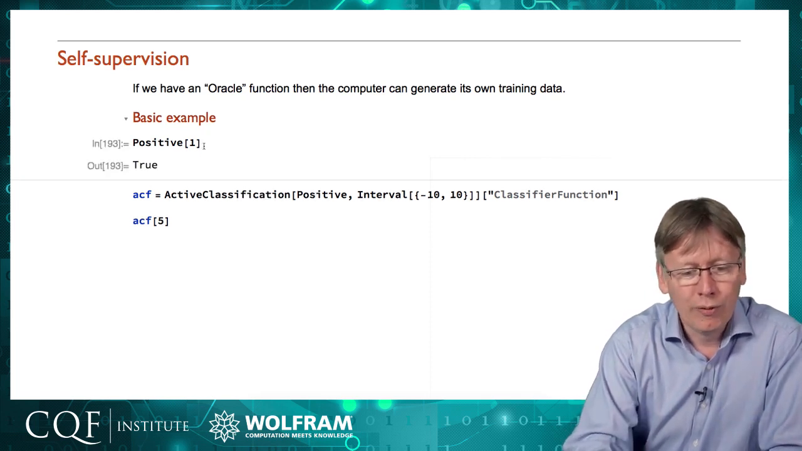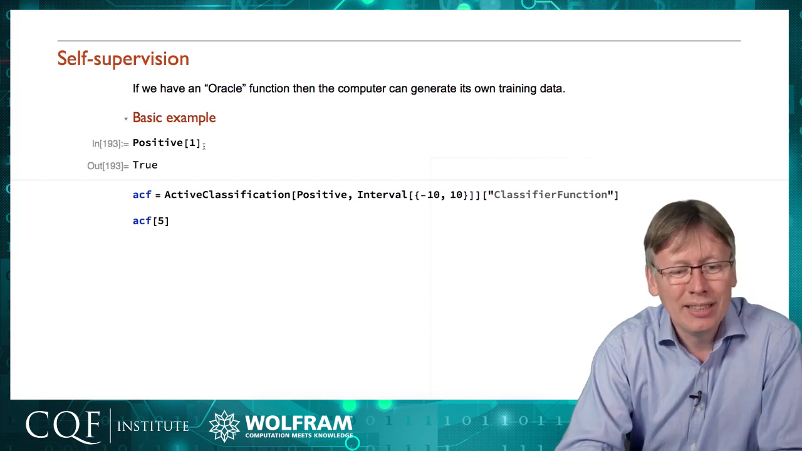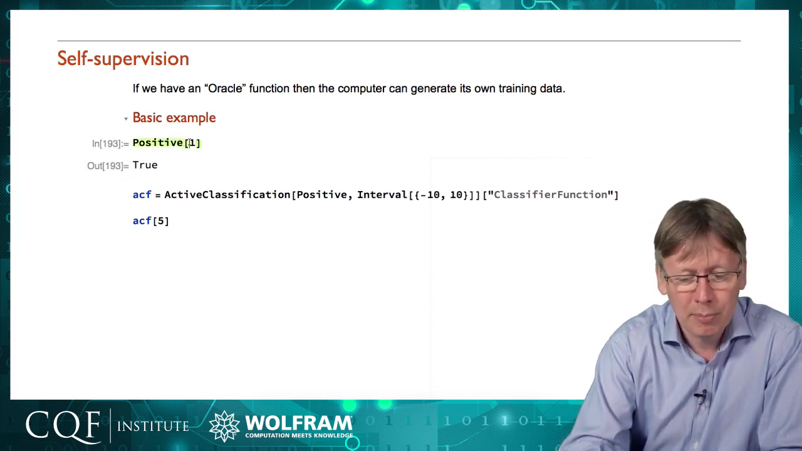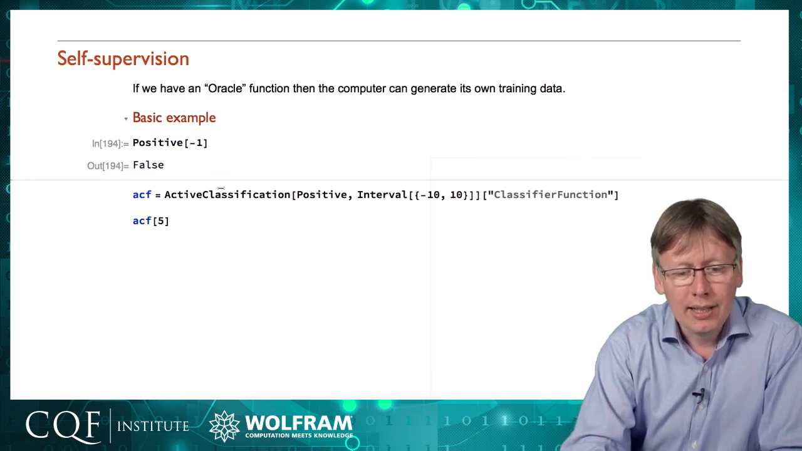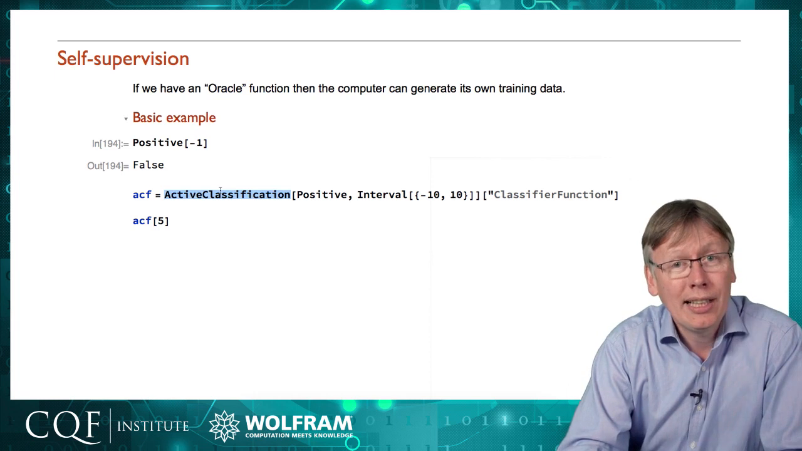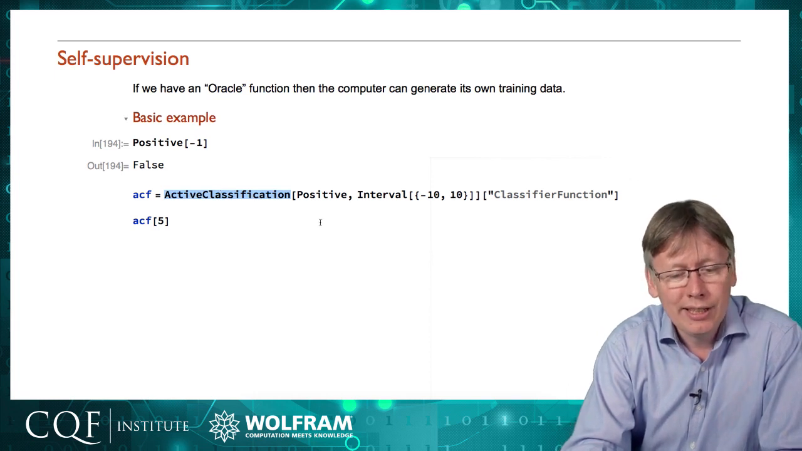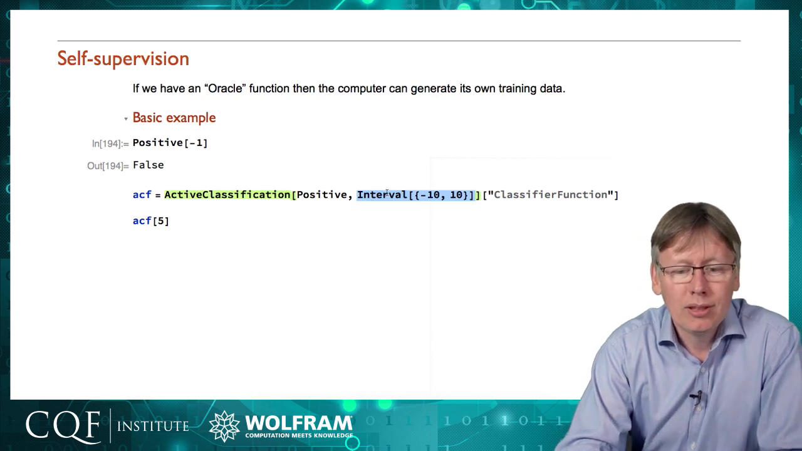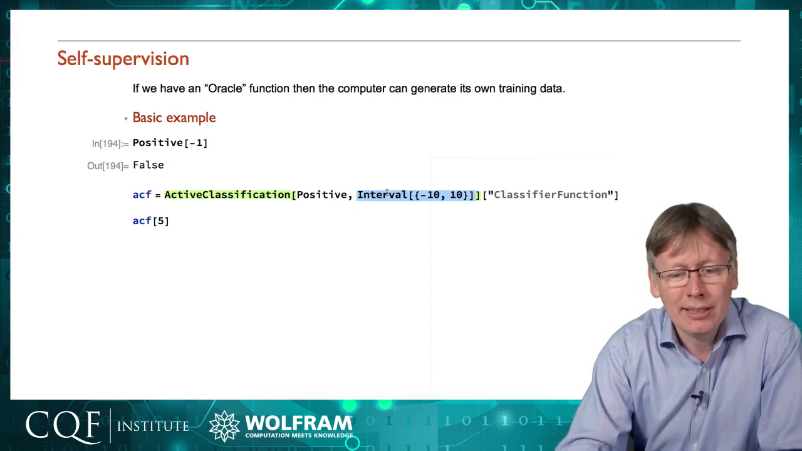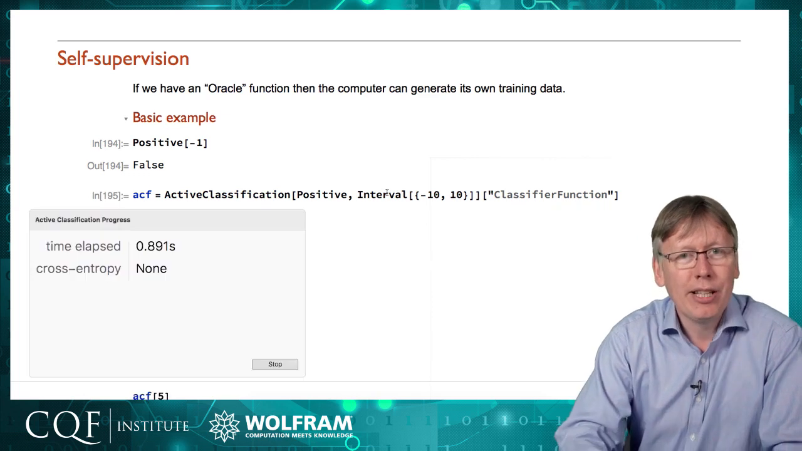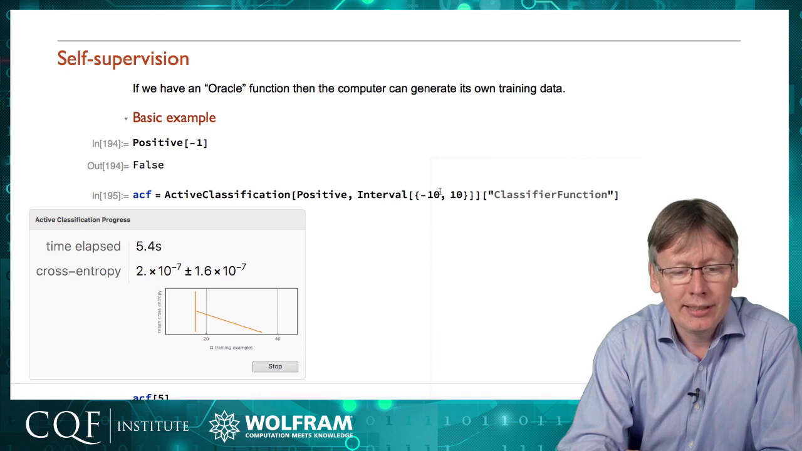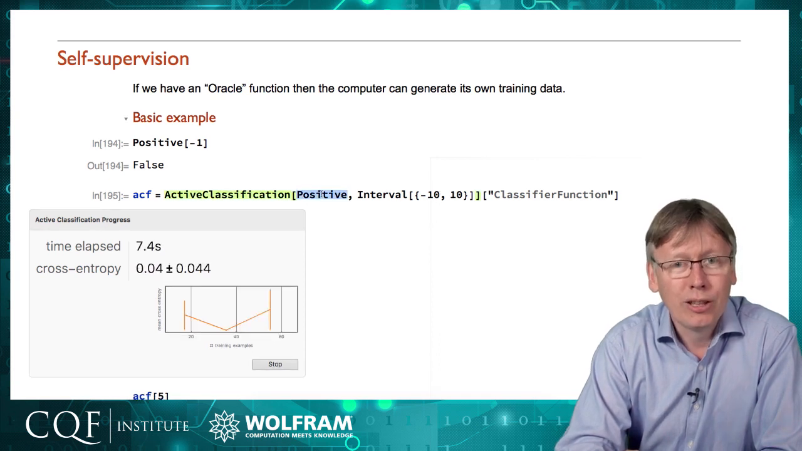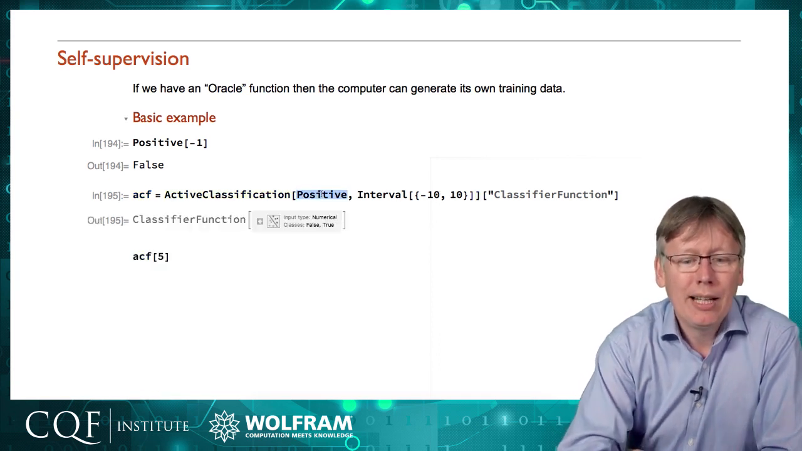Here's my oracle function. It's the most trivial I can think of. It's positive, it asks the question, is something positive or negative? So it just returns true or false. And I ask it to do active classification. So it's like classify, but instead of giving it data, I give it the oracle function, and I tell it what space to explore. So I'm going to explore the interval from -10 to 10. What it's going to do now is generate thousands and thousands of examples of numbers between -10 and 10, run the oracle function on them, and gain experience in how that function behaves.